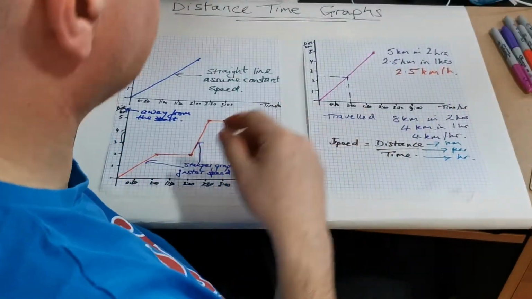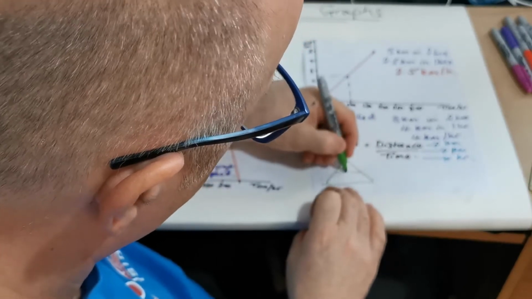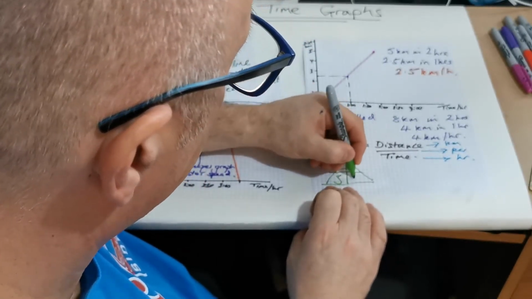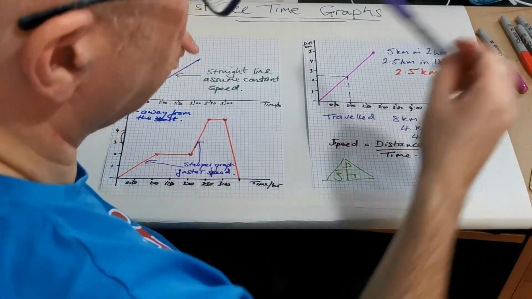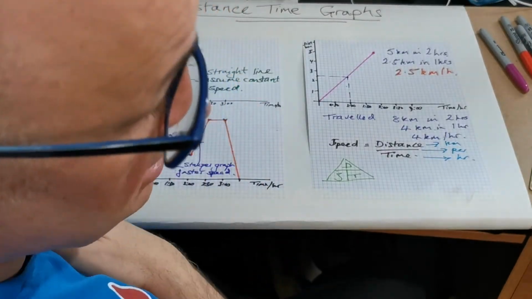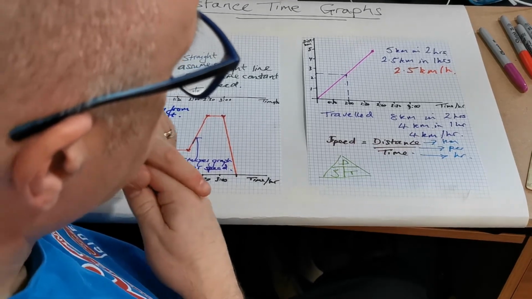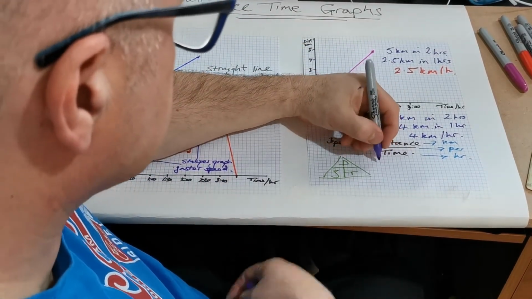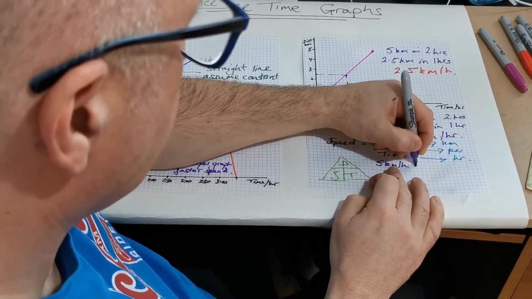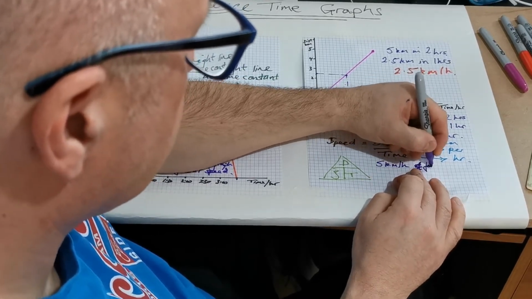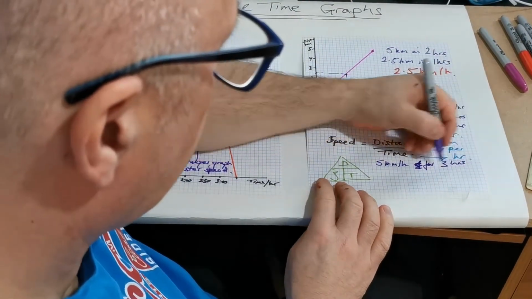Now, one thing I like to work on is something called the SDT triangle. And that's an example of an algebra triangle. And in an algebra triangle, that helps you with rearrangement really. So for example, if I said to you, I travelled at 5 kilometres per hour for 3 hours, how far have I travelled?